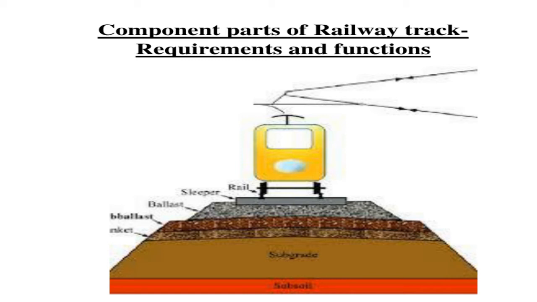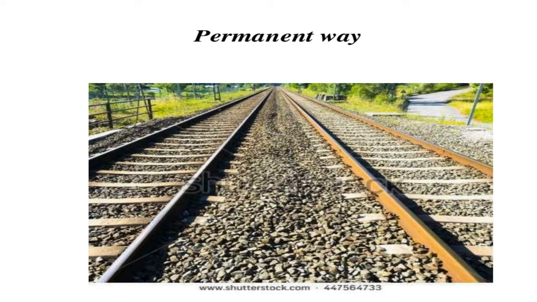In today's video, we'll discuss the component parts of railway track, its requirements and functions. Now you can see the photograph of a railway track and the heading is given as permanent way. Now what do you mean by a permanent way?